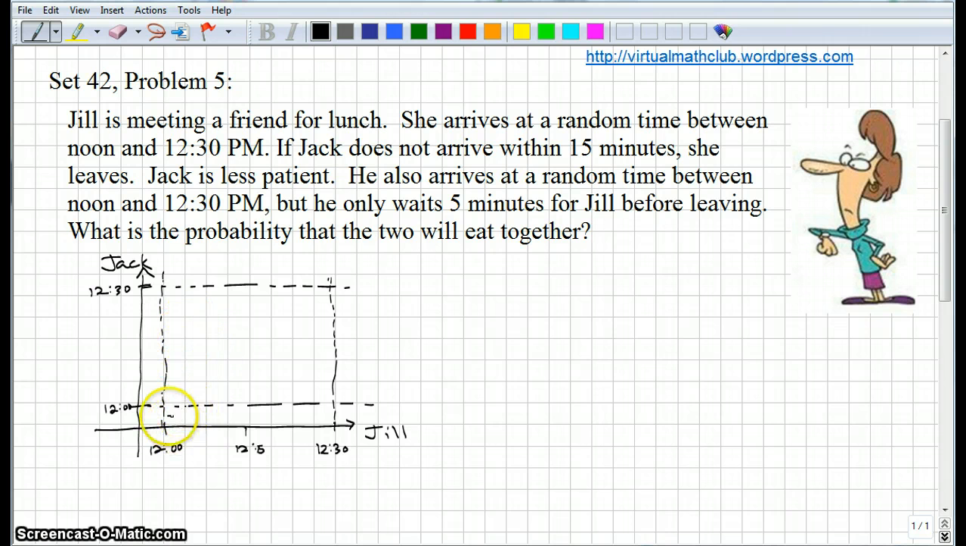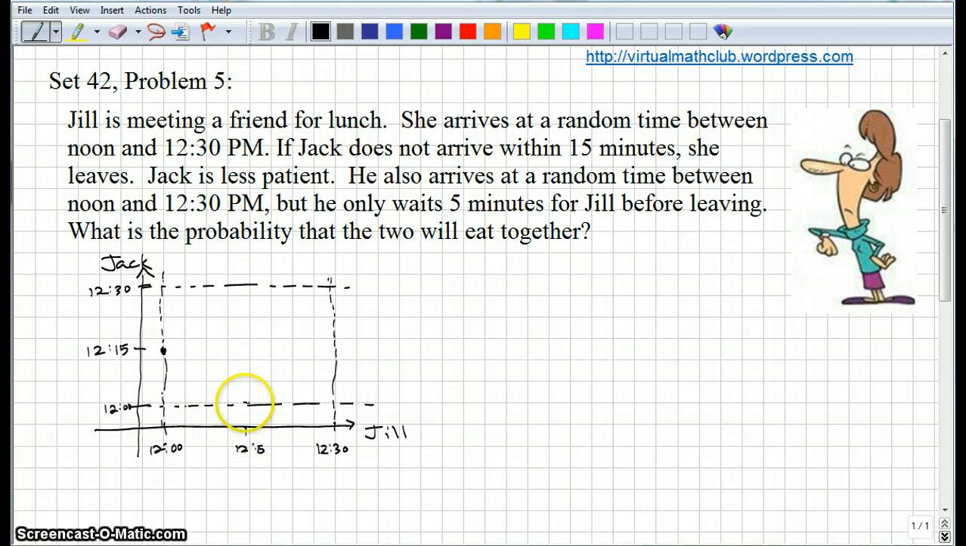Let's take, for example, if Jill arrives at noon. She arrives first, and then Jack could arrive as late as 12:15, and then they would have lunch. So I'm going to put a dot there. That's the latest that he could arrive. If Jill arrives at noon, the latest that Jack could arrive would be 12:15. If he arrives at 12:20, they'll miss each other. Okay. So let's look at another example.